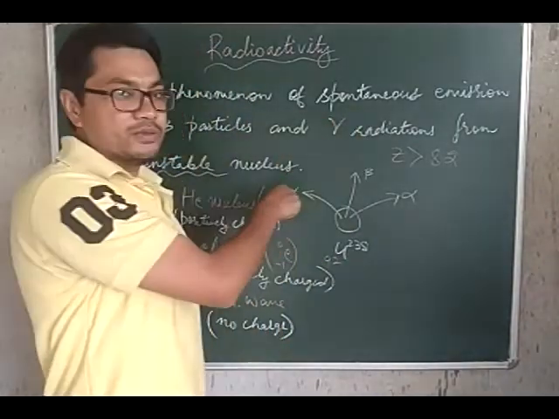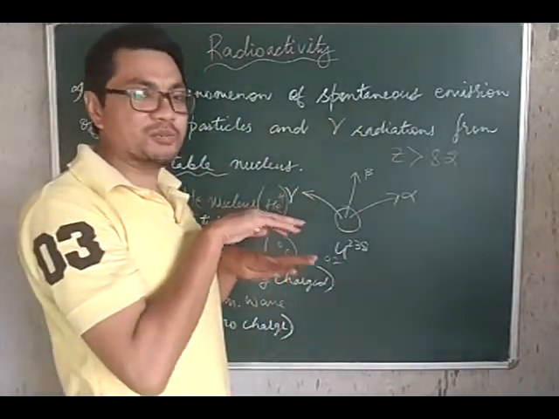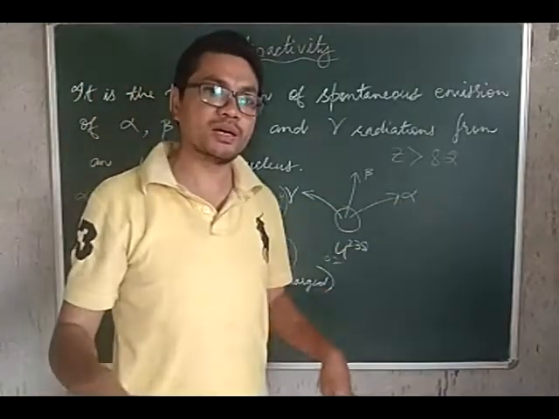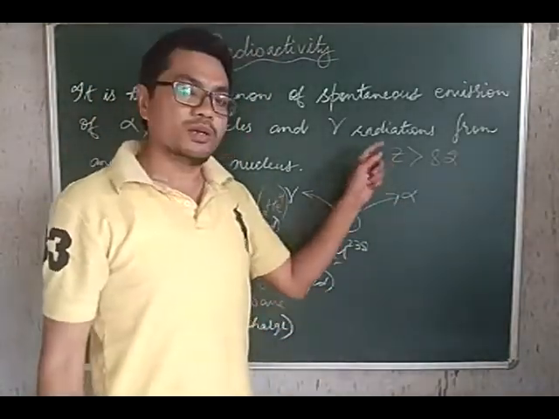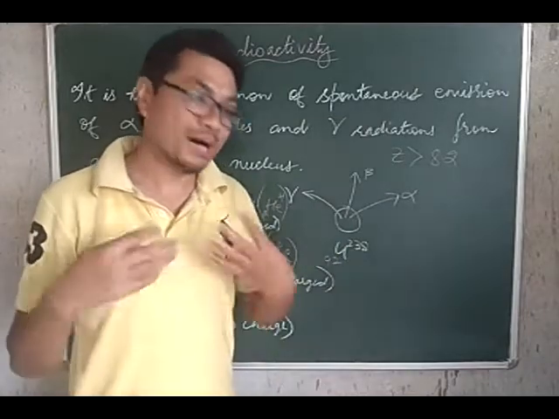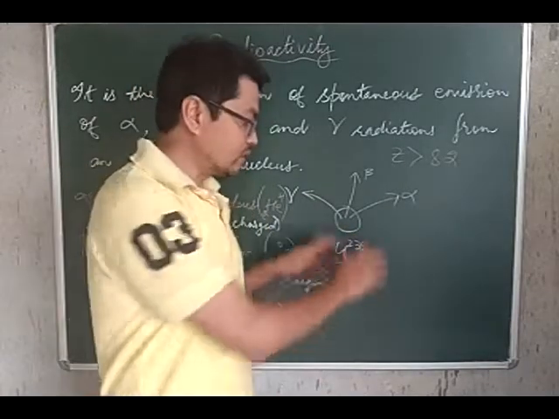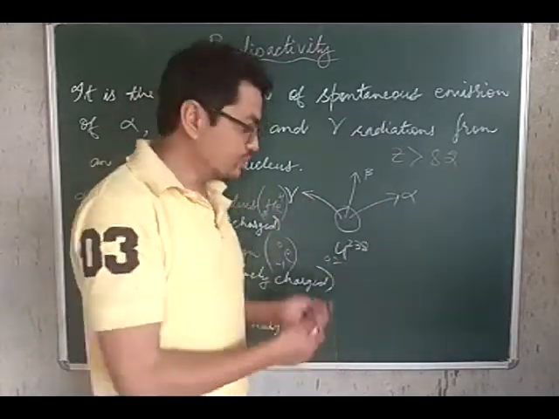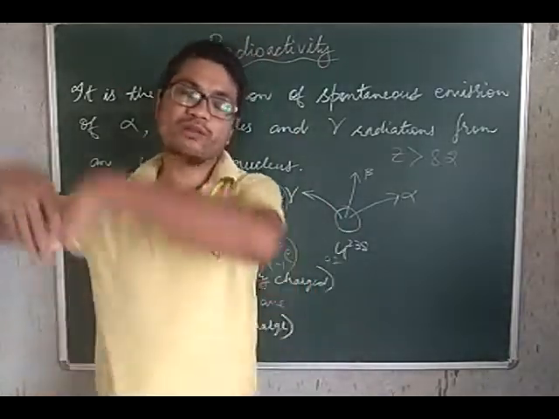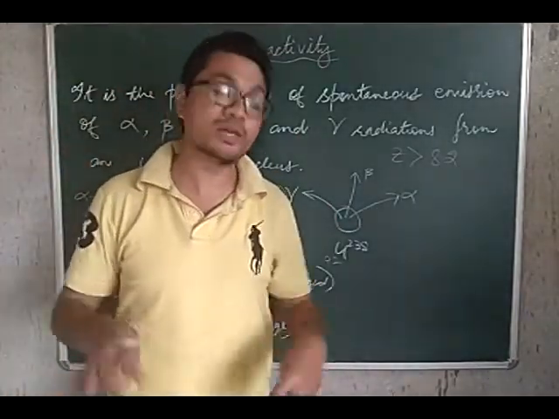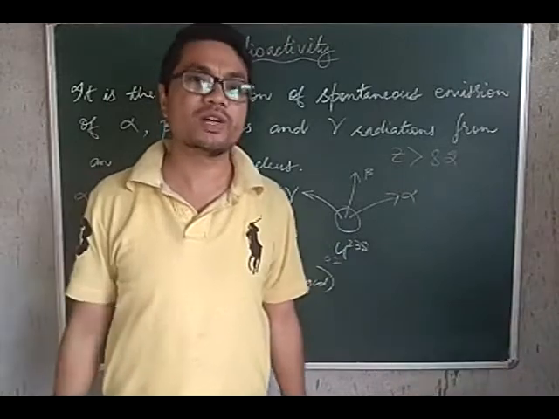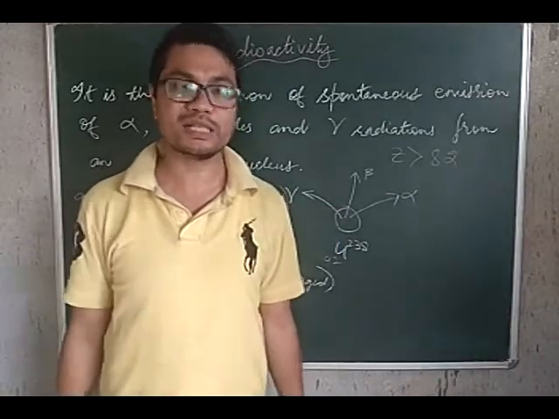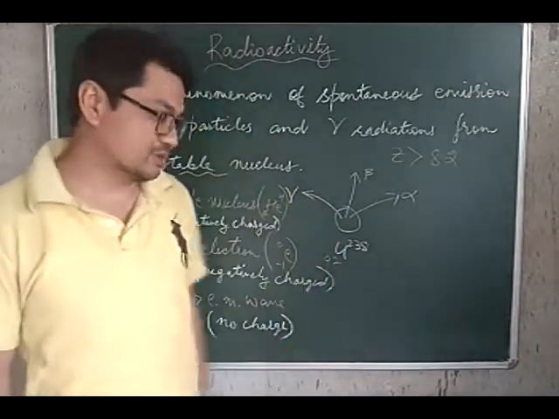And this phenomenon of radioactivity, that is the emission of alpha, beta, gamma radiations, is not dependent on the mass of the substance itself. You may have 1 gram of uranium, you may have 1000 kilogram of uranium, they are all radioactive. Remember, they will be emitting alpha, beta particles and gamma radiations.